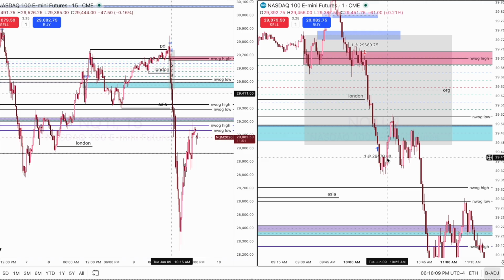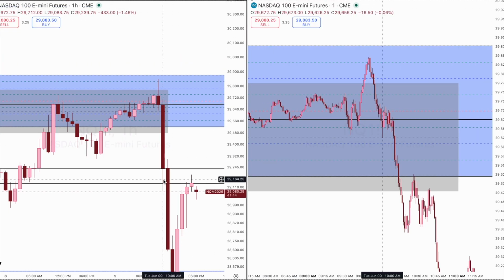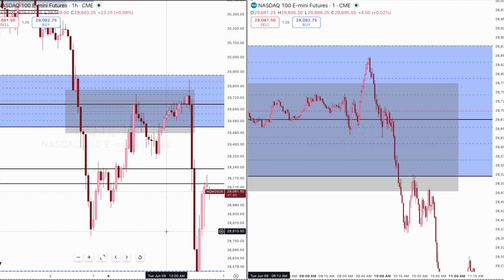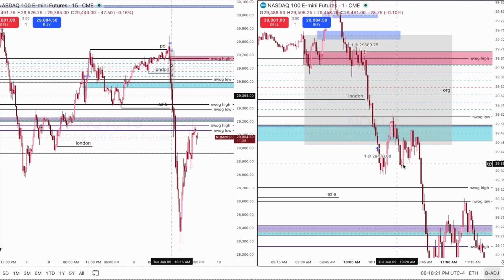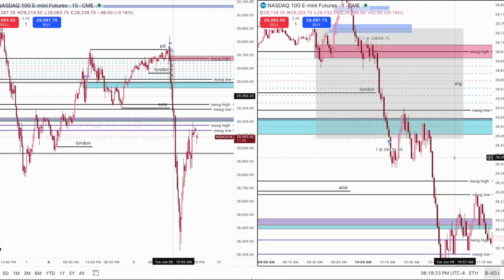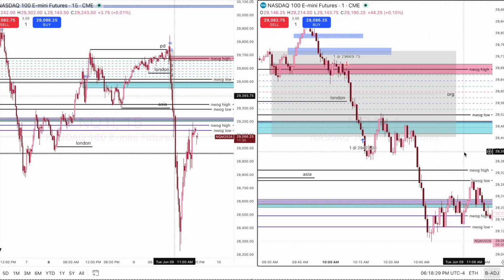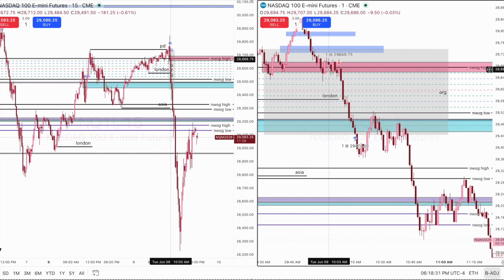I would have held it longer because I was expecting, on the high time frame, I was expecting these lows to be taken out today, but I was at the hospital. My mom had a surgery this morning, so I was just taking care of her, making sure she had everything she needed. I actually made this trade in the car, in the hospital parking lot.